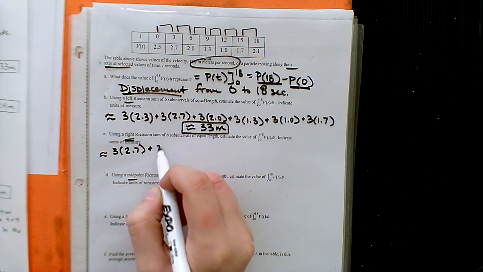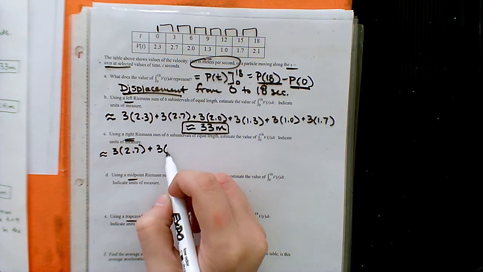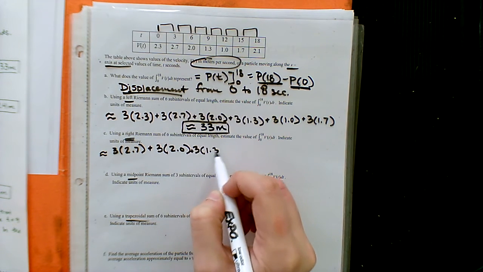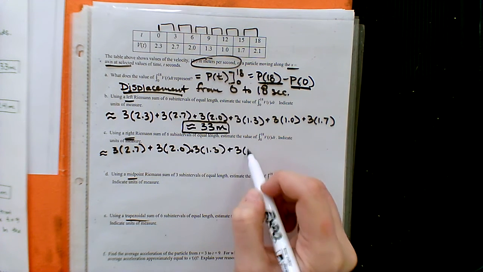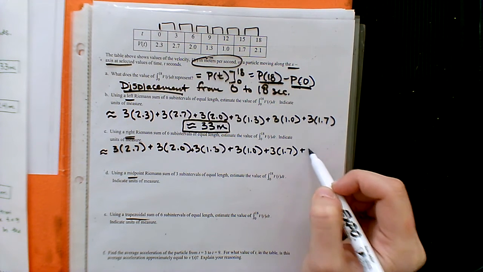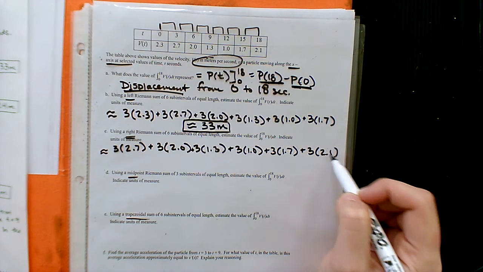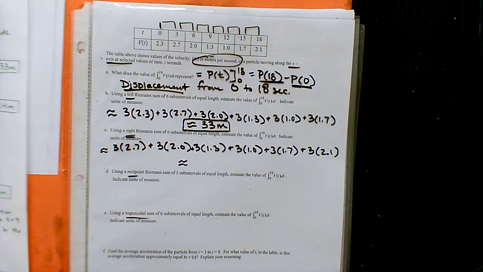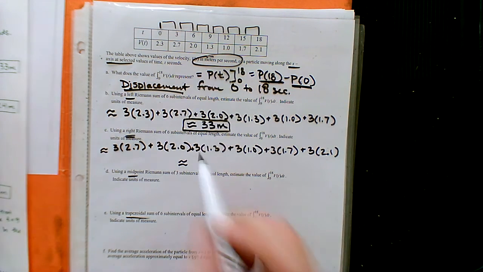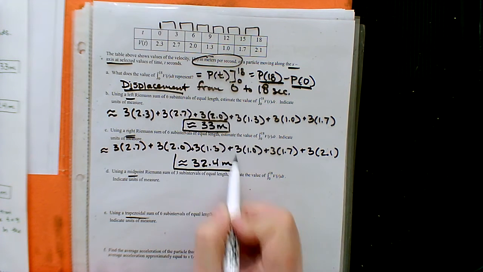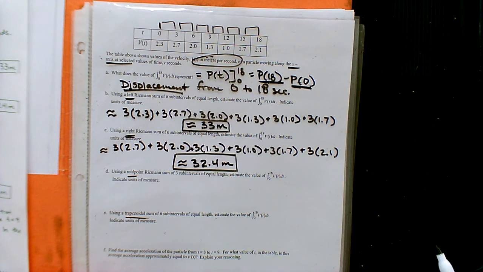So that'd be, let's see, 2.7, 2, 1.3, 1, 1.7, 2.1. 1, 2, 3, 4, 5, yep. 32.4. 32.4 meters. All right, so that's another approximation.